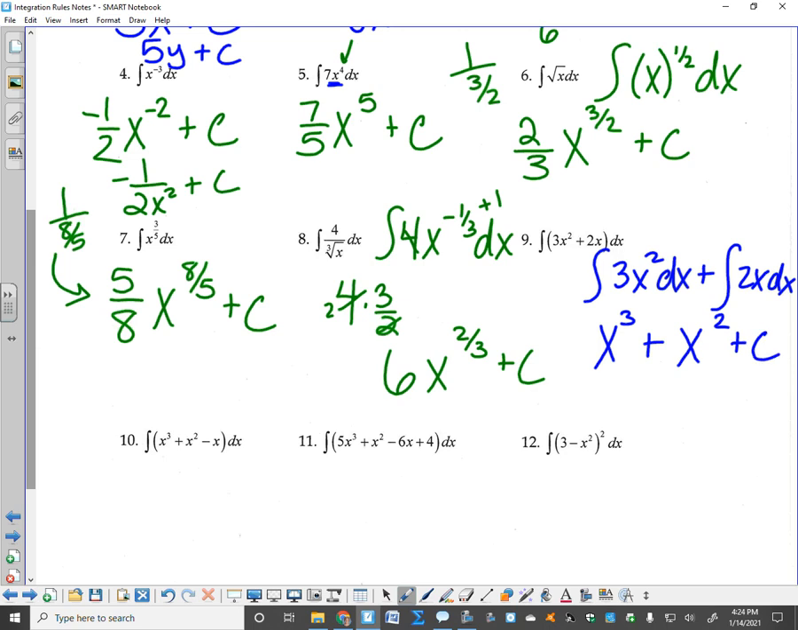Now, super paranoid people, take this right here and take the derivative. Well, that'd be 3x squared plus 2x. Voila.